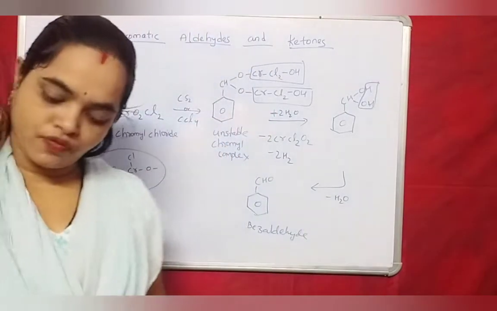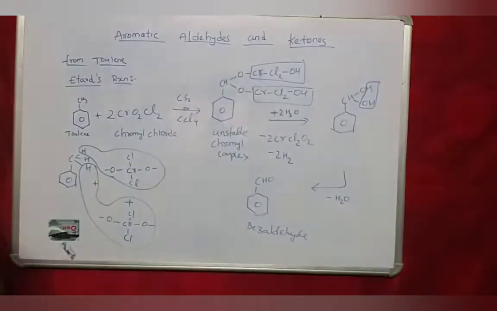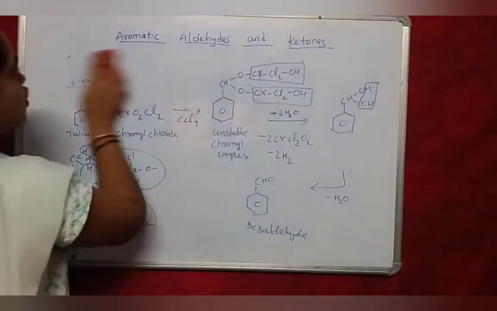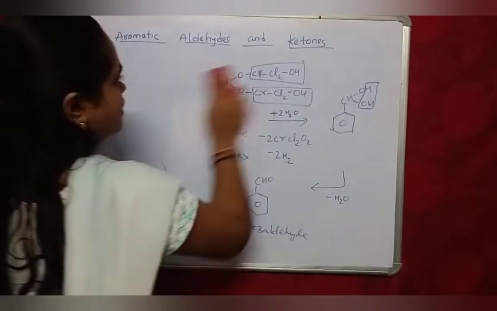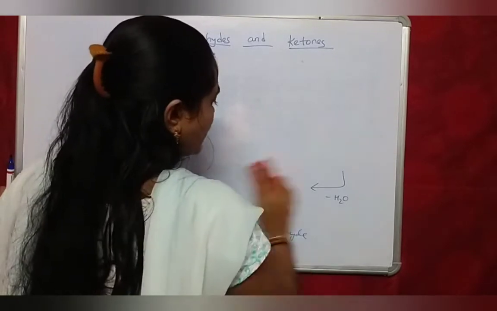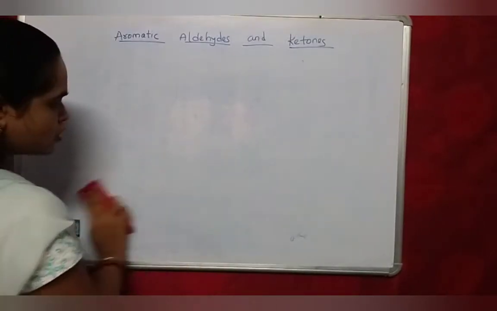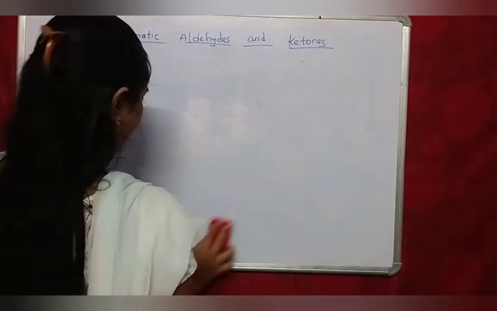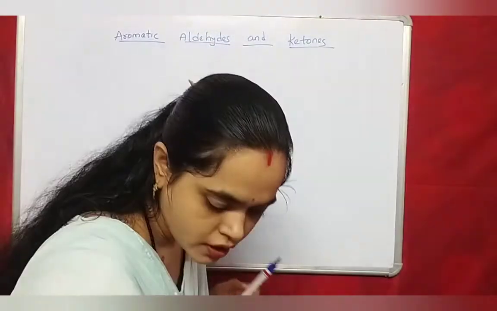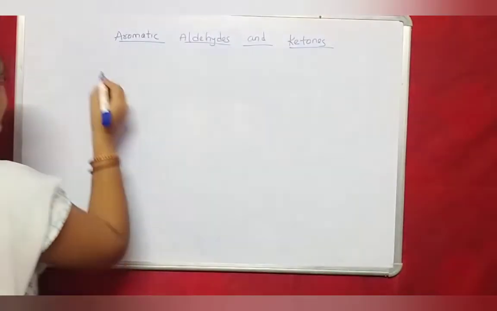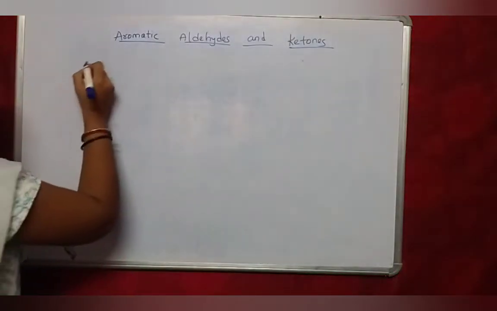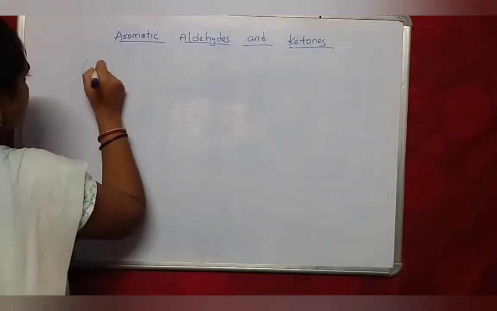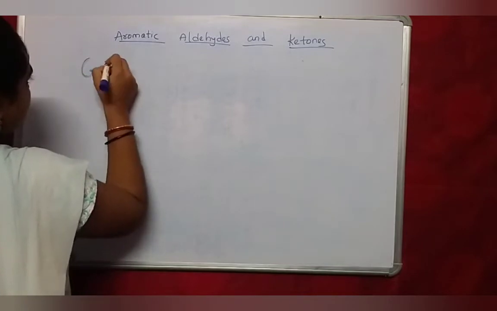Next, formation of benzaldehyde by Gattermann-Koch reaction. I hope you understand Etard's reaction. In Etard's reaction, toluene is oxidized in presence of two molecules of chromyl chloride to form benzaldehyde. Next one is Gattermann-Koch reaction.